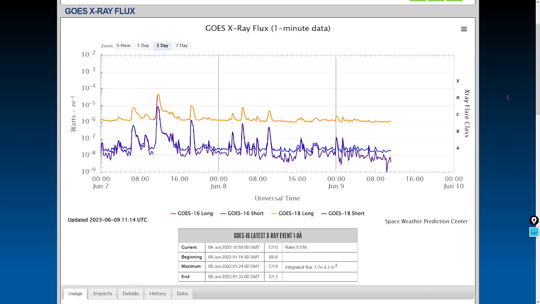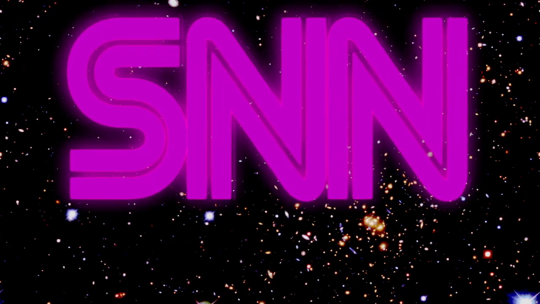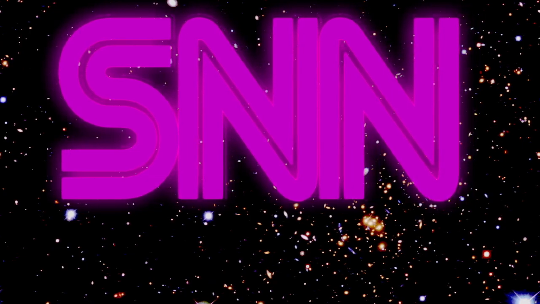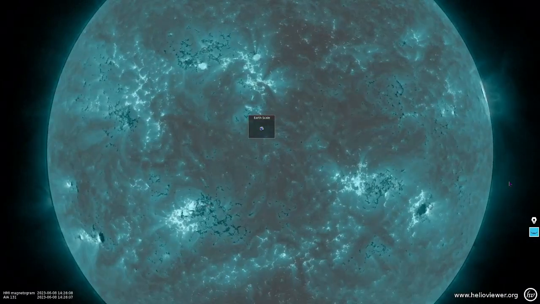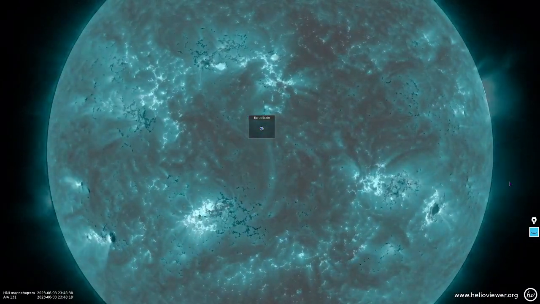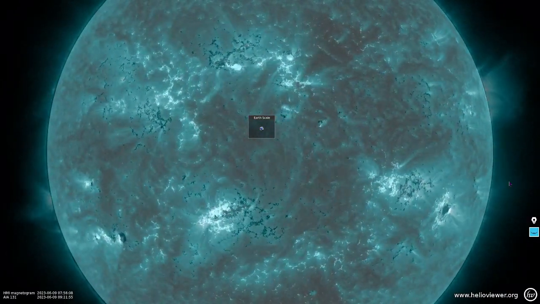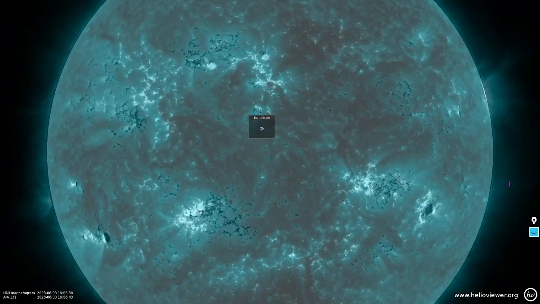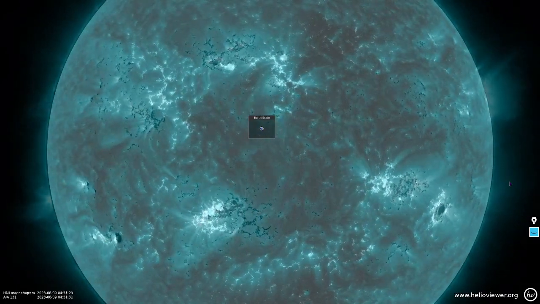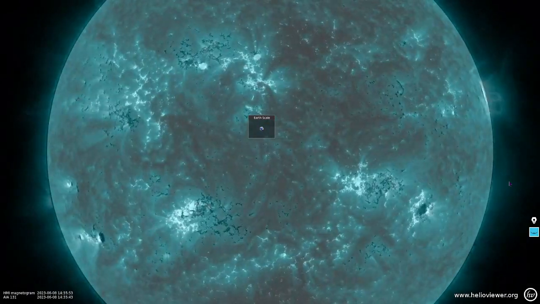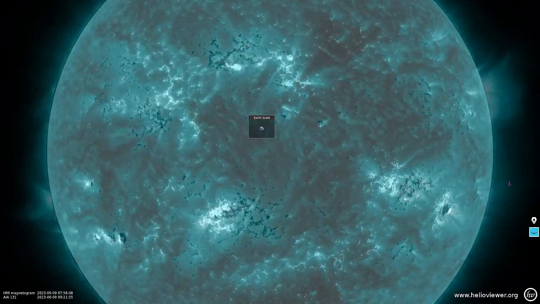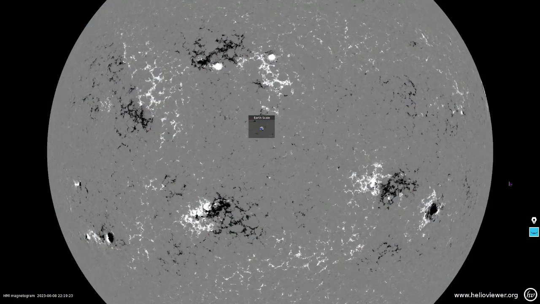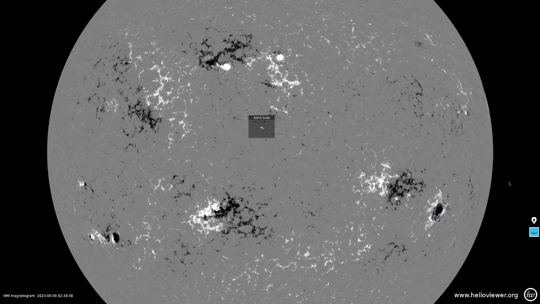By the way, let's take a look at those sunspot groups. Here we've got your SDO magnetogram plus 131 angstroms. Once again, these sunspots have been mostly stable here since yesterday. No major changes, no major growth or decay. Let's subtract that 131 angstroms for just the magnetogram.